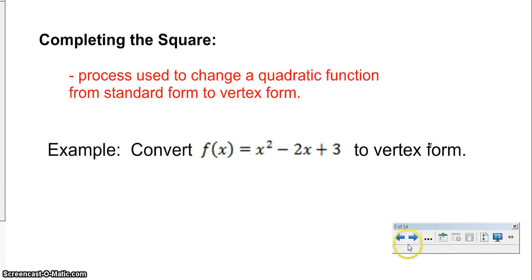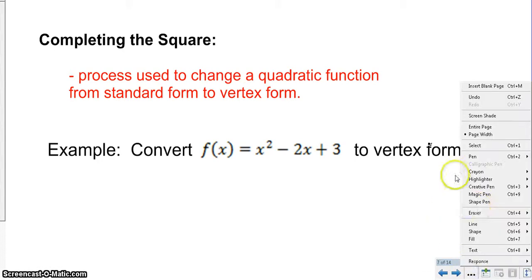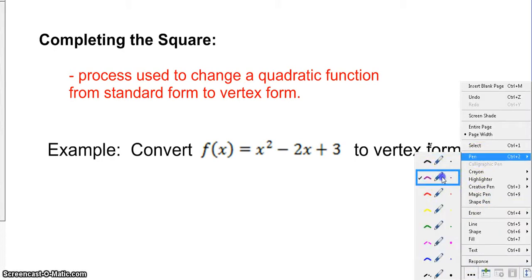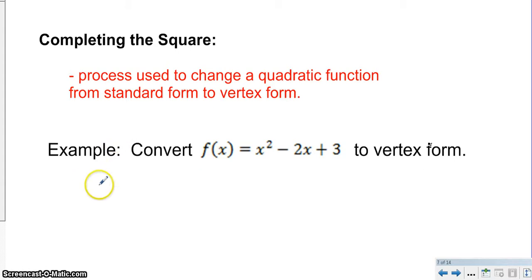The last piece of our notes before we do a couple of examples is completing the square. We have done a little bit of this already. Completing the square is basically the process used to change a function from standard form to vertex form. Let me get my pen again and we will do an example. If I want to change this function to vertex form, I start by moving my constant to the other side, so I'm subtracting 3 from both sides. Oops, minus 2x, sorry.